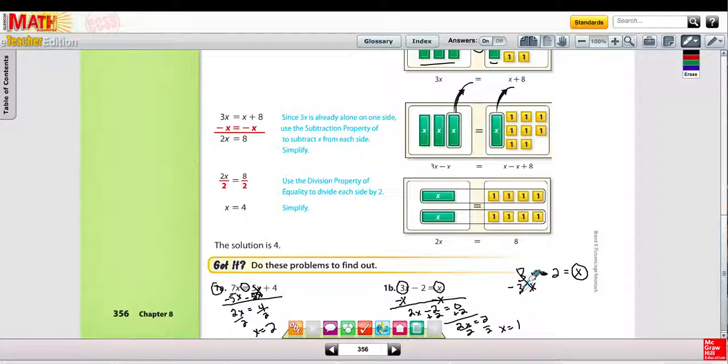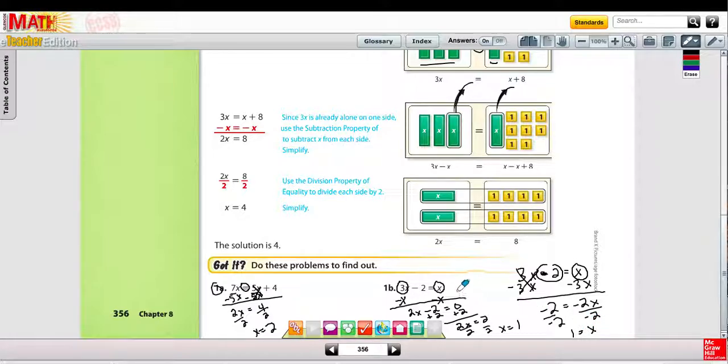What's 3x minus 3x? 0. And if I go over here, minus 3x, because I do everything to both sides of the equal sign, I'm left with negative 2 equals 1x minus 3x, which is negative 2x. When I divide both sides by negative 2, I get the same answer, x equals 1.